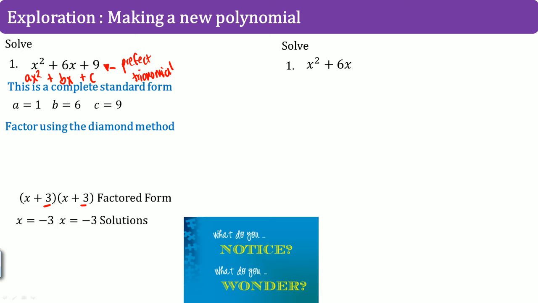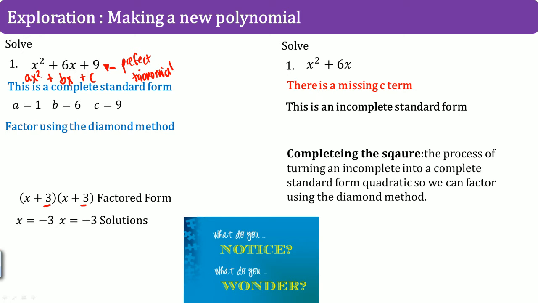On the right hand side, you should notice something is actually missing. The c term is missing. This is called an incomplete standard form. You can't do anything here. So what we are going to do is we're actually going to complete the square now.